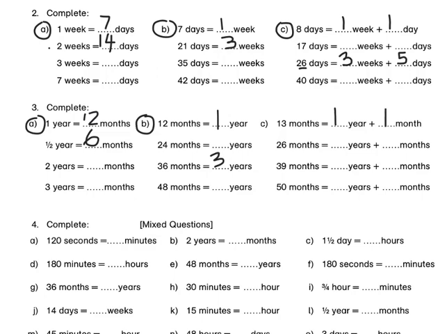Lastly, for 50 months, we must think, how many times does 12 fit into 50? We know that 12 times 4 is 48. So 48 of those months will give us 4 full years. But we will have a remainder of 2 months because we are working with 50 months. Press pause to complete C by yourself now.